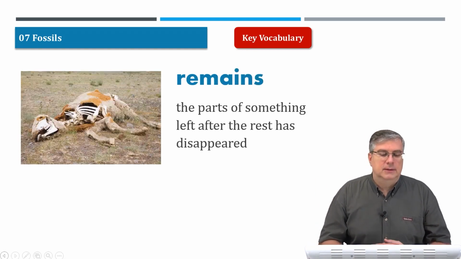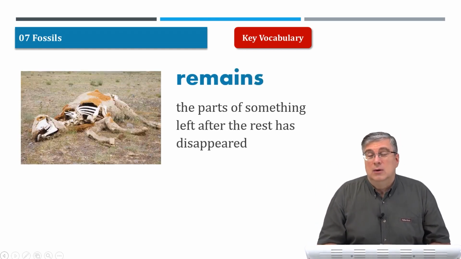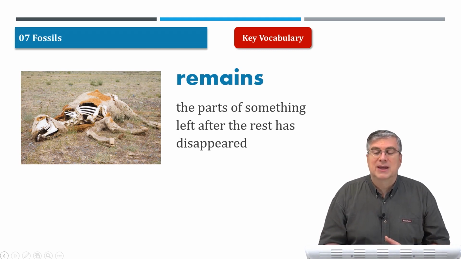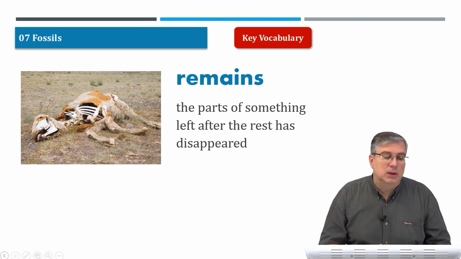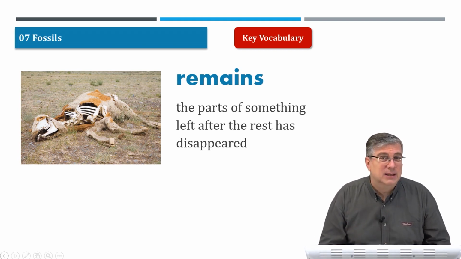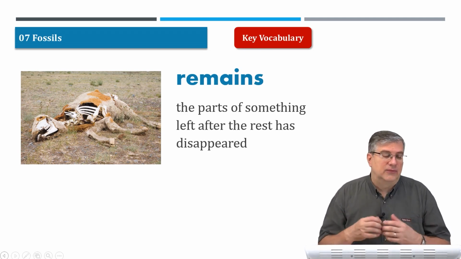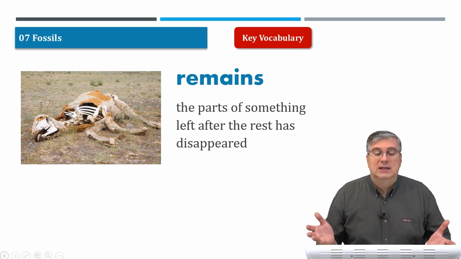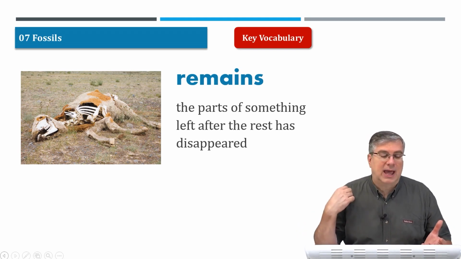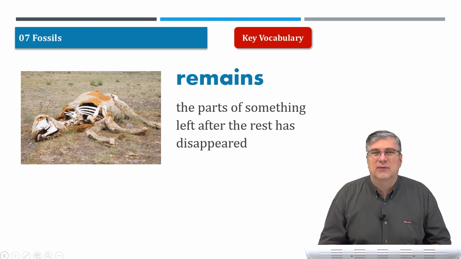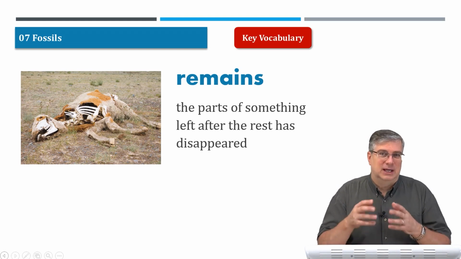Okay, rot. Remains. What is rotting? Well, the remains of an animal or a plant are rotting. The remains are the parts of something left after the rest has disappeared. So in this case, we can see what looks like a cow. The cow died in the field. It started to rot, and all the meat, all the flesh has rotted away. What remains? Some of the skin, the hide of a cow, and the bones. The bones are very tough and strong material, so they are the last to rot and go away.